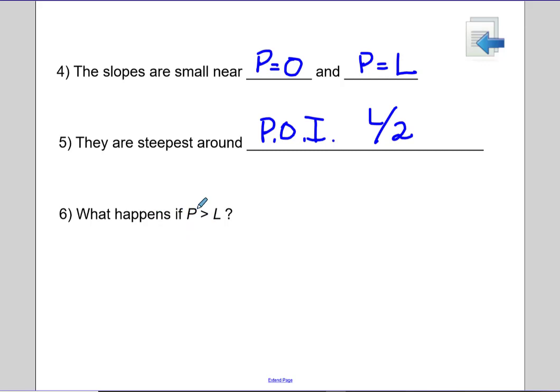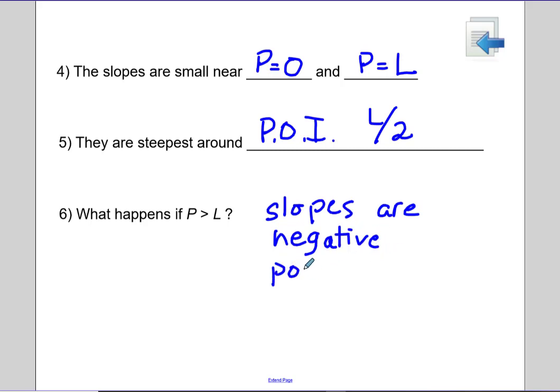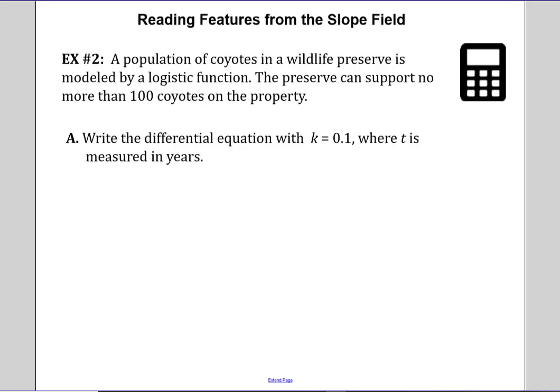And what happens if the population approaches the limiting factor? Then our slopes are going to be negative, and the population is going to be decreasing. If the population is bigger than the carrying capacity, the slopes would become negative and the population would begin to decrease. So let's put all of this together and give this a try.